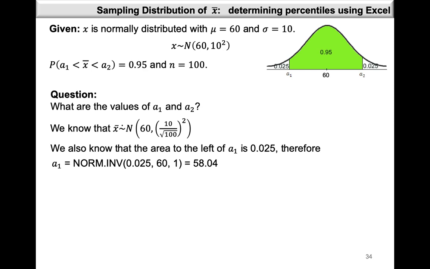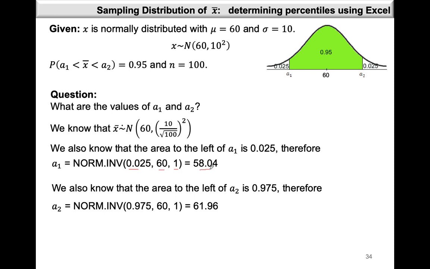So in order to get A1, it will be equal to NORM.INV, and in brackets, the first entry is the area to the left, which is 0.025, comma 60, which is the mean, comma 1, which is the standard deviation of X bar, and this gives us a final answer of 58.04. Similarly, the area to the left of A2 is 0.975. Using the same formula, A2 will be equal to NORM.INV, and in brackets, 0.975, comma 60, comma 1. And this gives us 61.96.